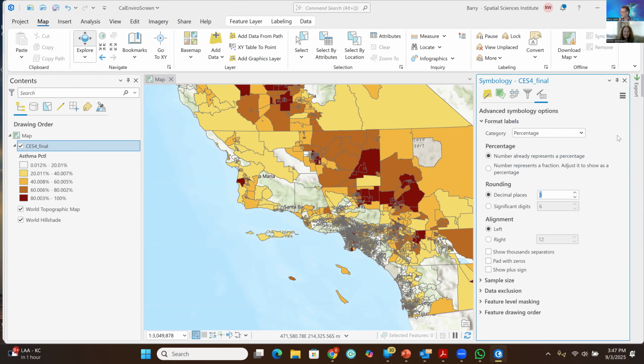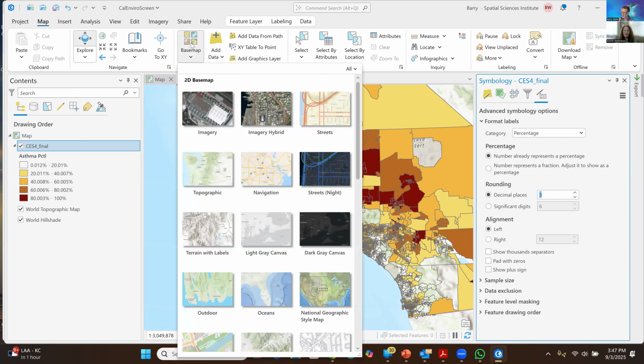Okay, so I think that's enough said on this stuff. Let me show you base maps though, because that's mentioned in this chapter.